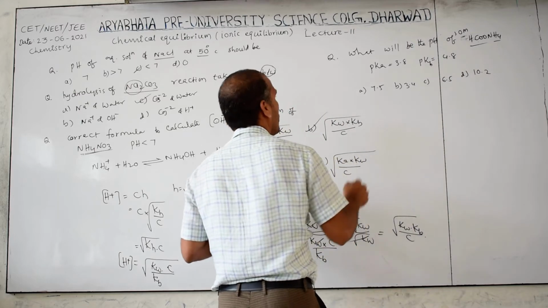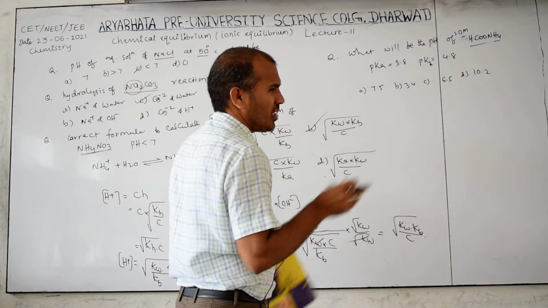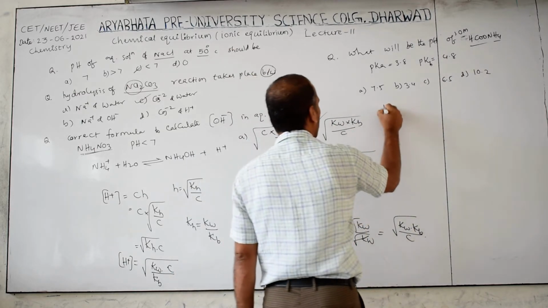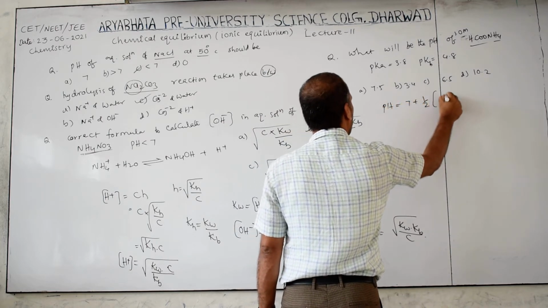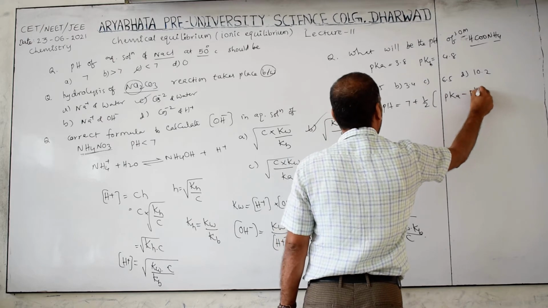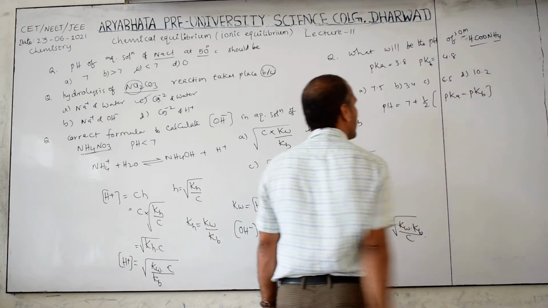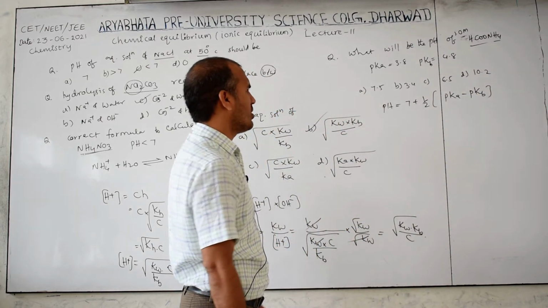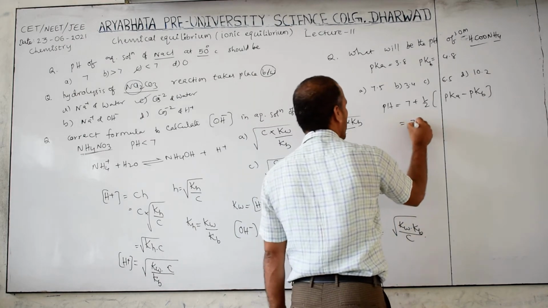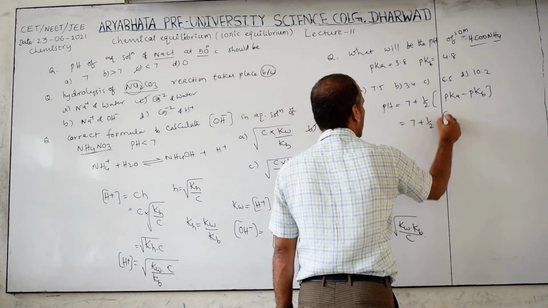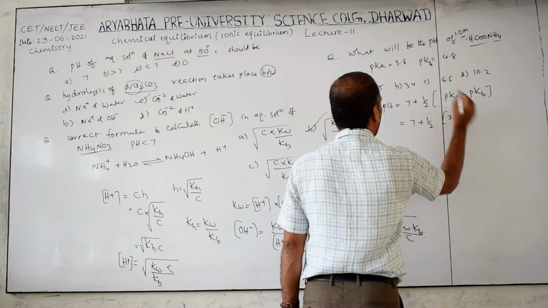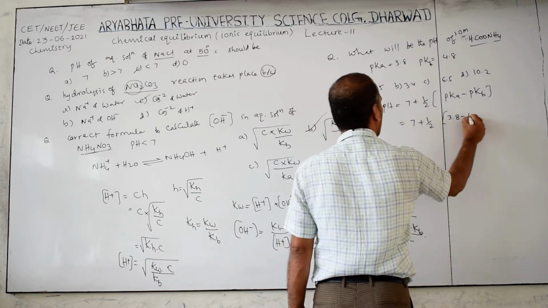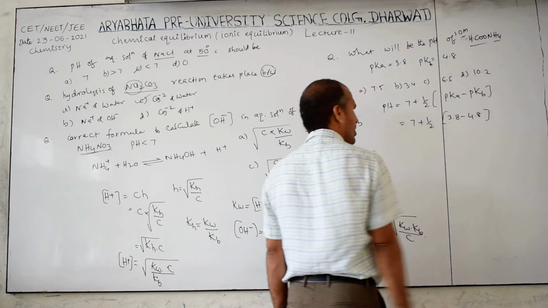Then what is the formula? This is a weak acid, weak base. Last class, just revise the formula: pH is equal to 7 plus half of pKa minus pKb. Then substitute in this formula: pKa is directly given as 3.8, minus pKb 4.8. Then how much? Minus 1.